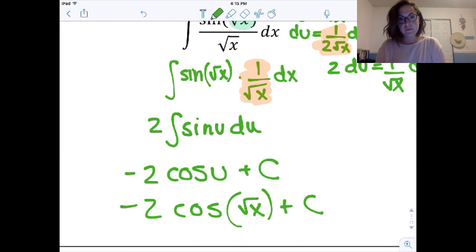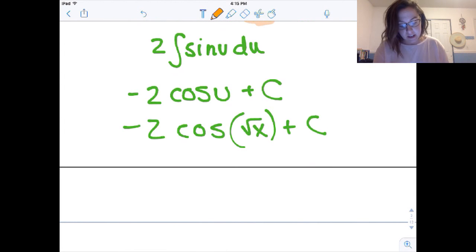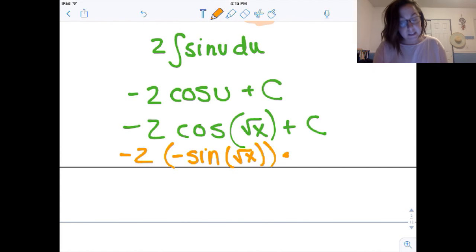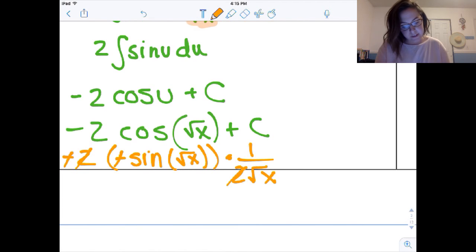Again, check yourself. Check yourself before you wreck yourself every time with these. So take the derivative of it. So the negative 2 would just hang out. Take the derivative of the outside, so that would be negative sine radical x, leave the inside alone, times the derivative of the inside, which would be 1 over 2 radical x, derivative of constant 0, so your 2's cancel, your negatives cancel each other out, and so this just equals sine radical x over radical x.